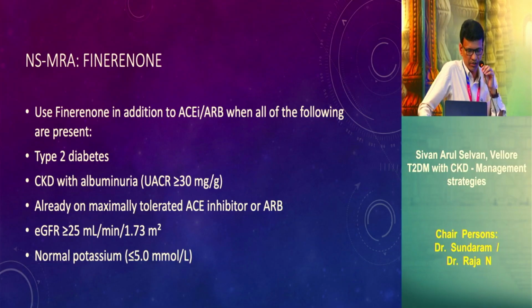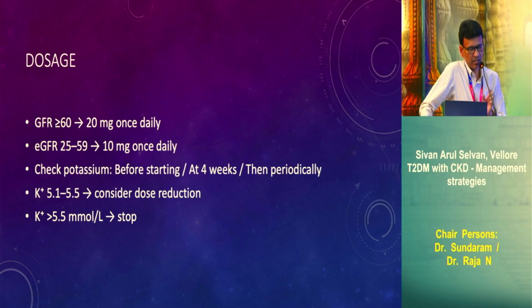So when should this drug be used? In a type 2 diabetes patient with CKD and albuminuria, where albuminuria is persisting even on the maximum dose of ACE inhibitor or ARB, GFR is more than 25, and there is no hyperkalemia. The dose is between 10 to 20 milligram based on GFR, and you have to monitor the potassium in the first month and then periodically. If there is hyperkalemia, you should stop the medication.